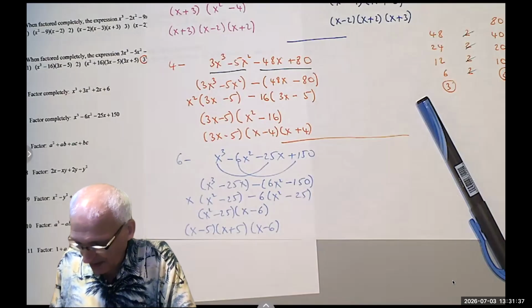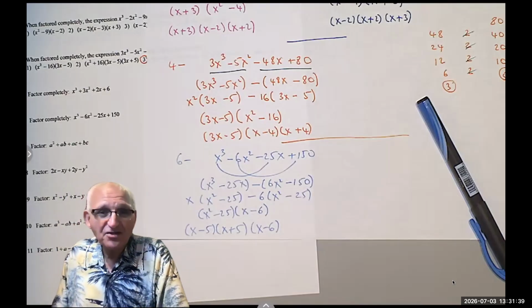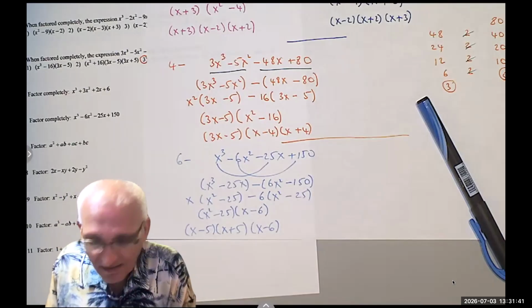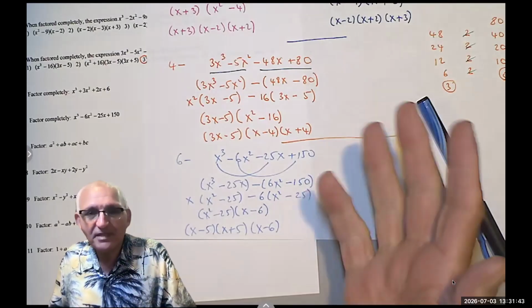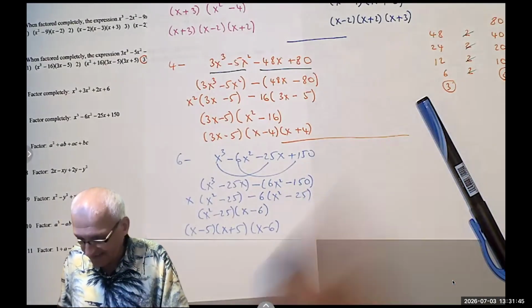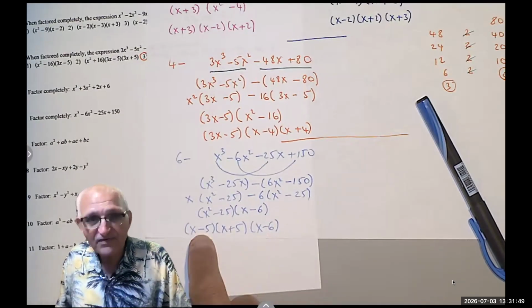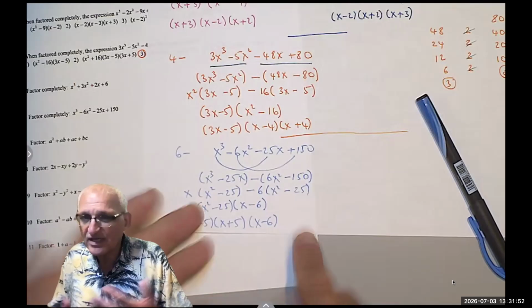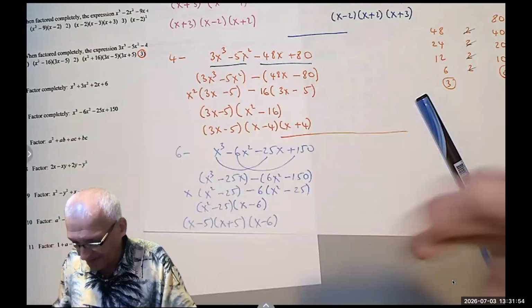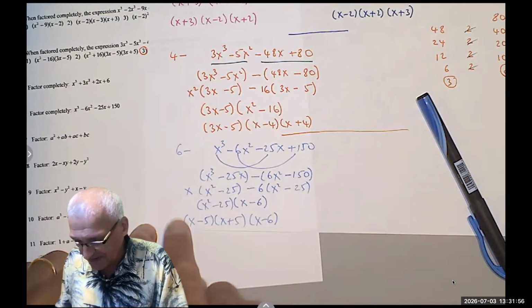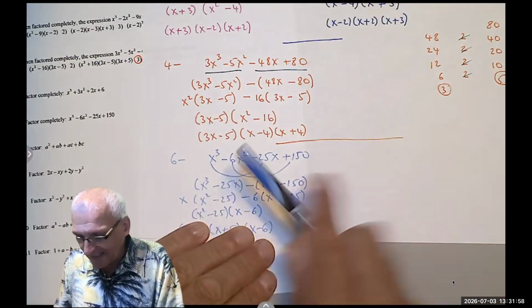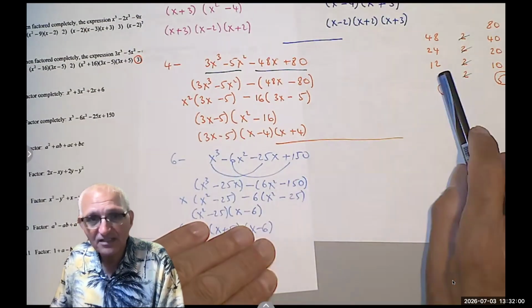By the way, sometimes you need to check your answer. How do I check my answer? I know, for example, that what makes this product equal 0 is x equals 5 or negative 5 or 6. You can pick any one of them. Let's say we pick x equals 5. So, of course, this product is 0. Will I get 0 if I substitute x equals 5?